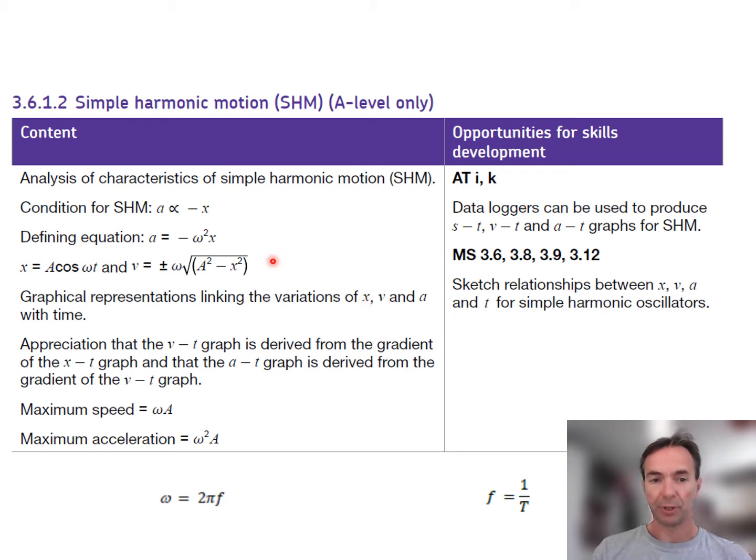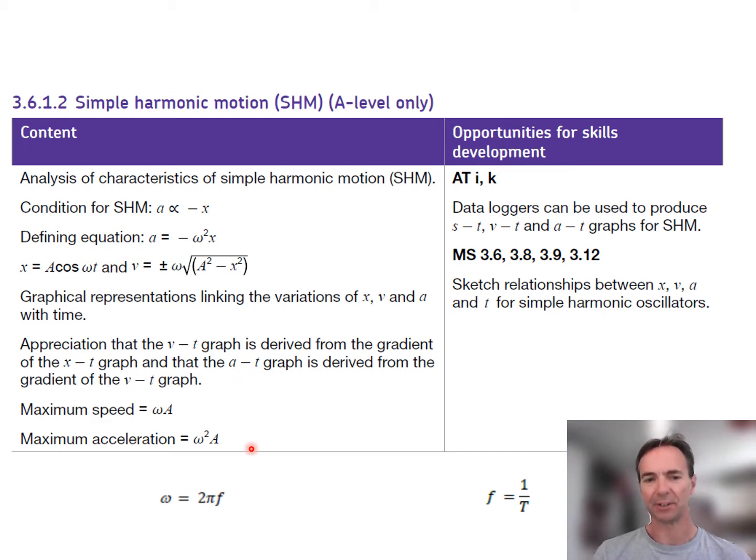You're going to look at some graphs, some equations here. We're going to look at this cos. The mathematicians amongst you, I'll show you how you derive some of this, but you don't need to be able to derive it for the A level. Look at some graphs, then we'll start appreciating the differences and the similarities between the graphs of displacement versus time, velocity versus time, and acceleration versus time.